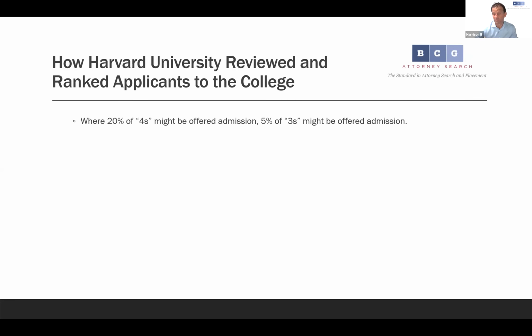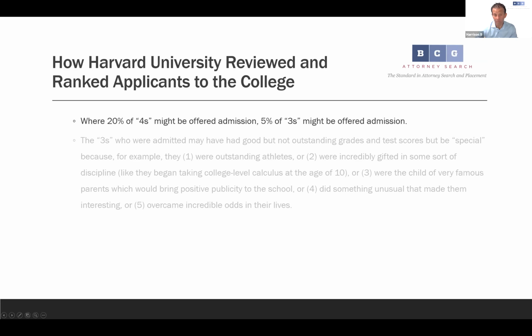Maybe 5% of them are offered admission. They might get on the wait list, or other things could happen, whereas the majority of 5s are going to get admitted, and maybe 20% of 4s, or maybe a little bit more at a school like Harvard back then, but now maybe 5% of 3s would get admitted.